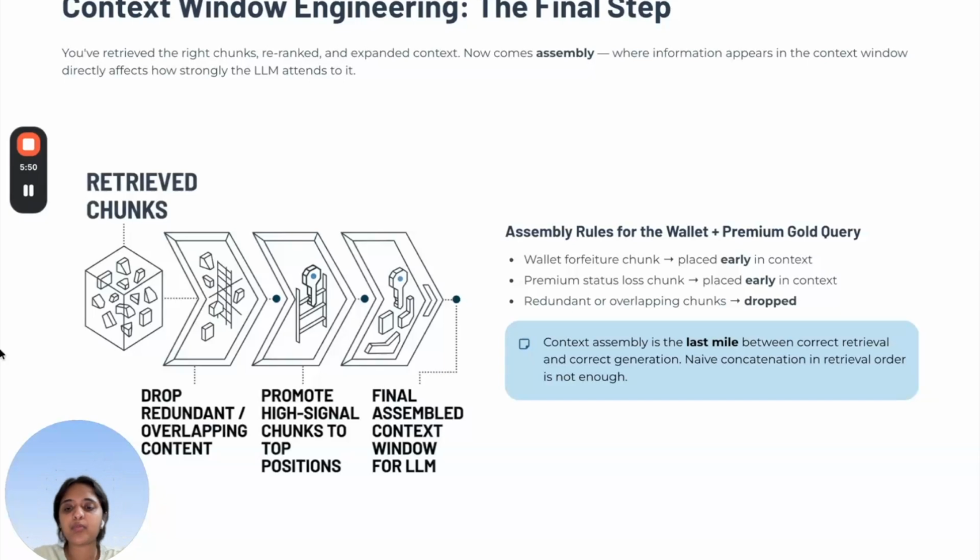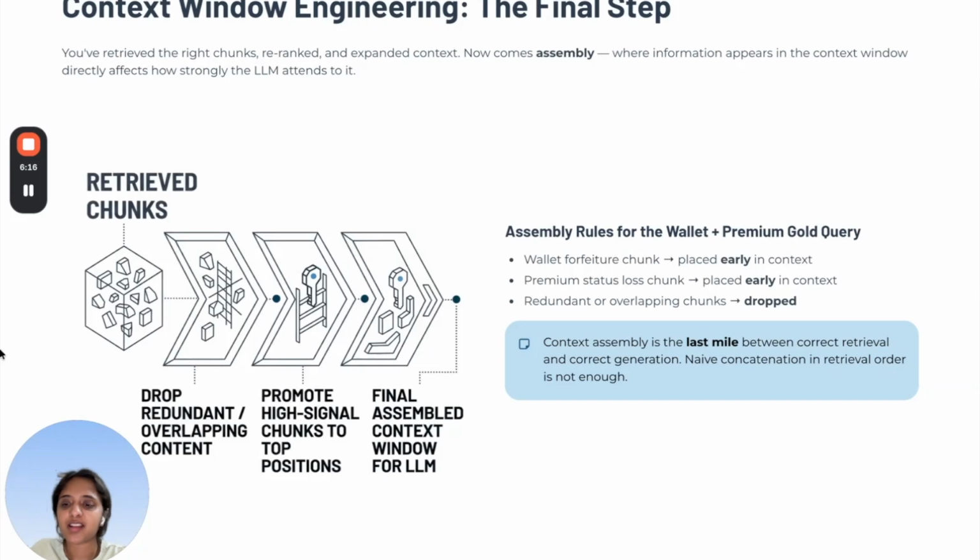Then we have to promote the high-signal chunks to the top positions. That is when we do re-ranking. And then finally, we assemble all the context and present it to the LLM. Something that has more weight or importance would be placed first, and something that's redundant would be dropped. So context assembly is the last mile between correct retrieval and correct generation.